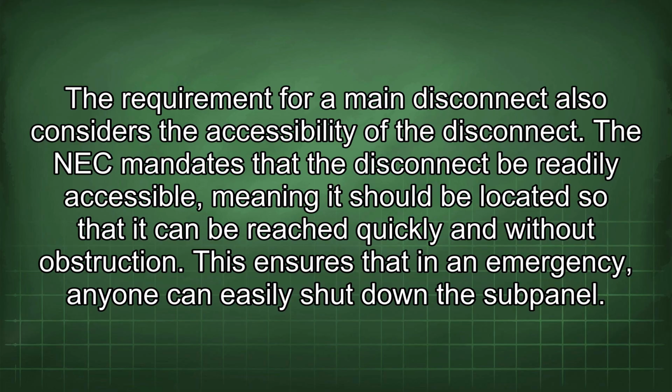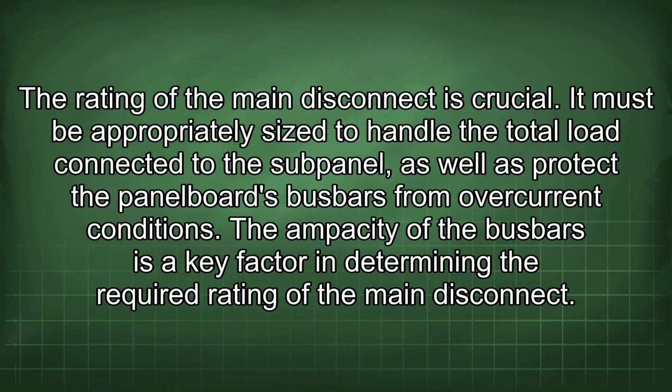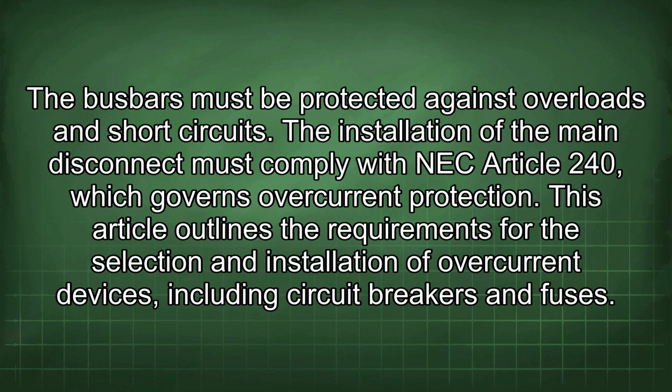The requirement for a main disconnect also considers the accessibility of the disconnect. The NEC mandates that the disconnect be readily accessible, meaning it should be located so that it can be reached quickly and without obstruction. This ensures that in an emergency, anyone can easily shut down the subpanel. The rating of the main disconnect is crucial. It must be appropriately sized to handle the total load connected to the subpanel, as well as protect the panel board's busbars from overcurrent conditions. The ampacity of the busbars is a key factor in determining the required rating of the main disconnect. The busbars must be protected against overloads and short circuits.